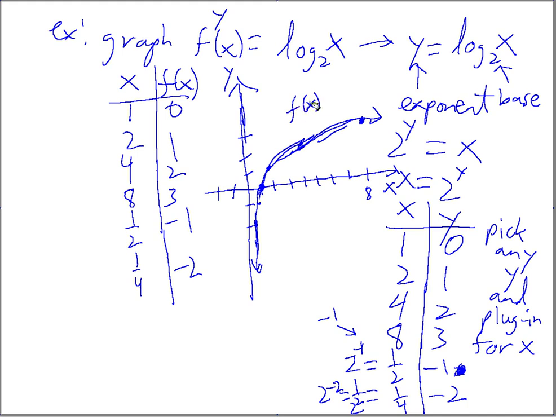F of x being this log function, log base 2 of x. So again, the bottom line that I want you to get from this is: convert the log function to an exponential, and then make your table so you can graph it a lot easier that way. All right, let's try another one here. See if we can get the sketch of the graph correctly. Let me clear out the screen.